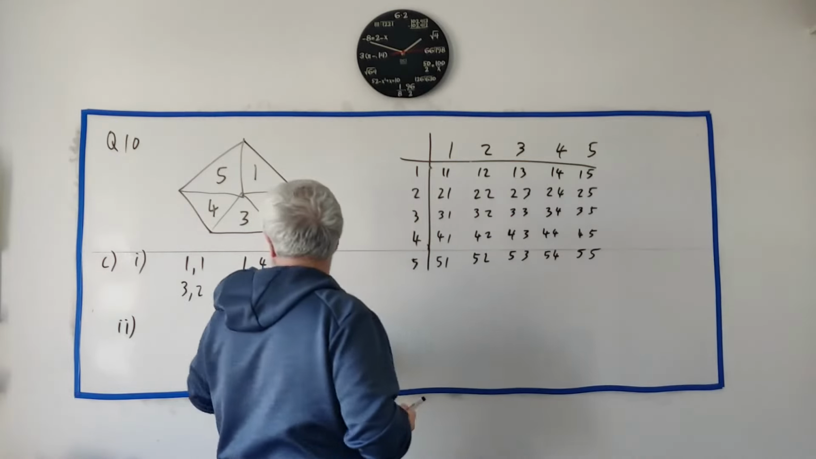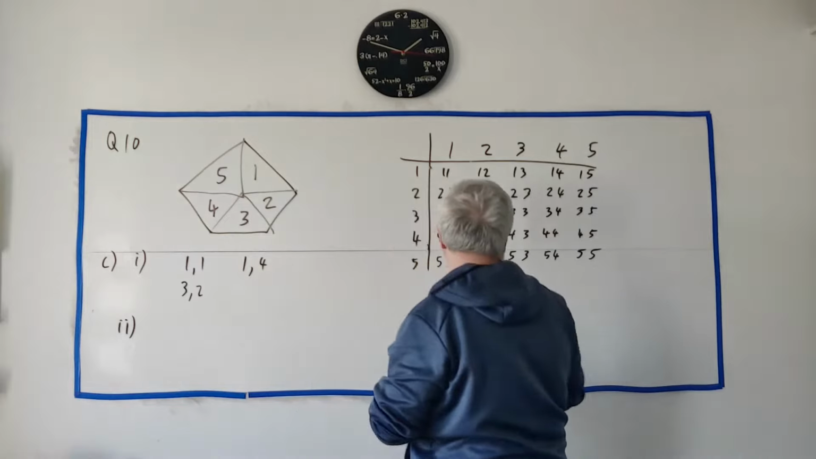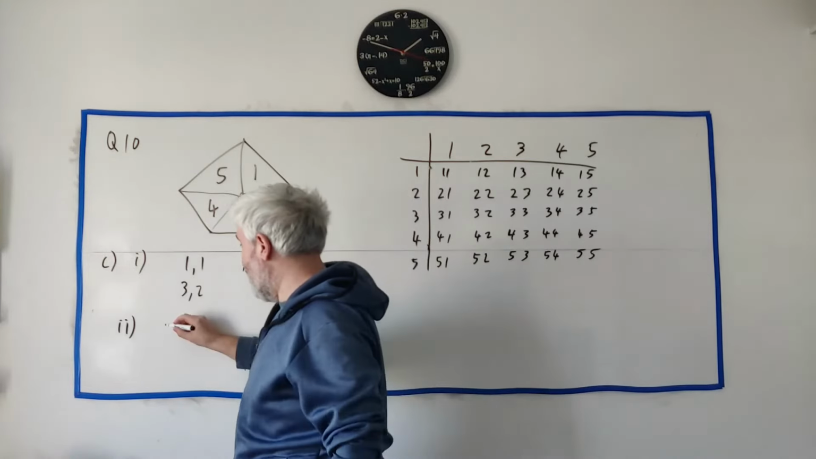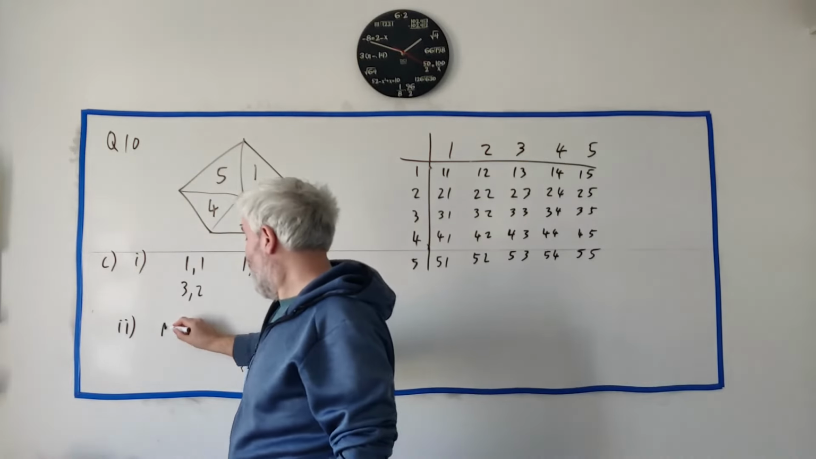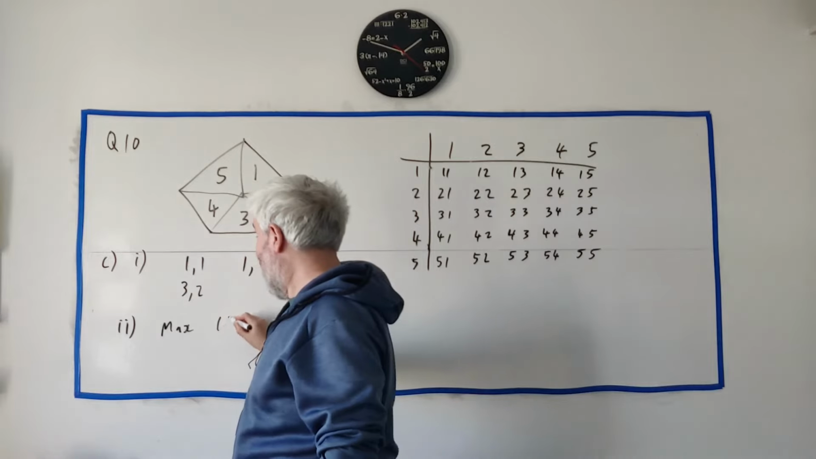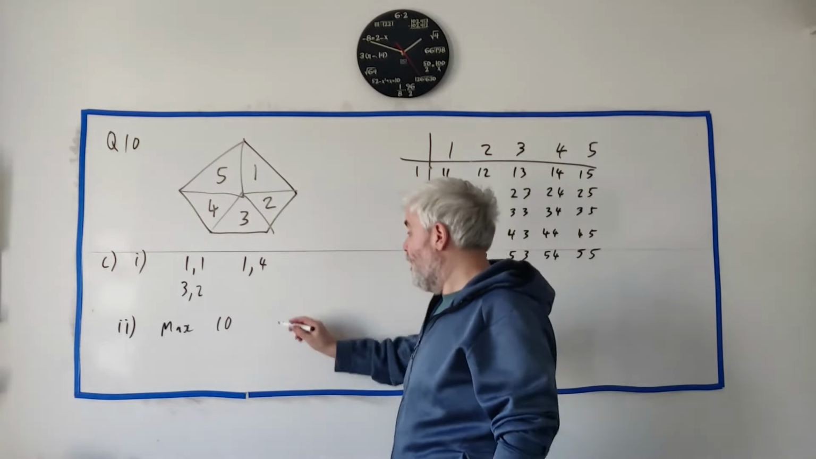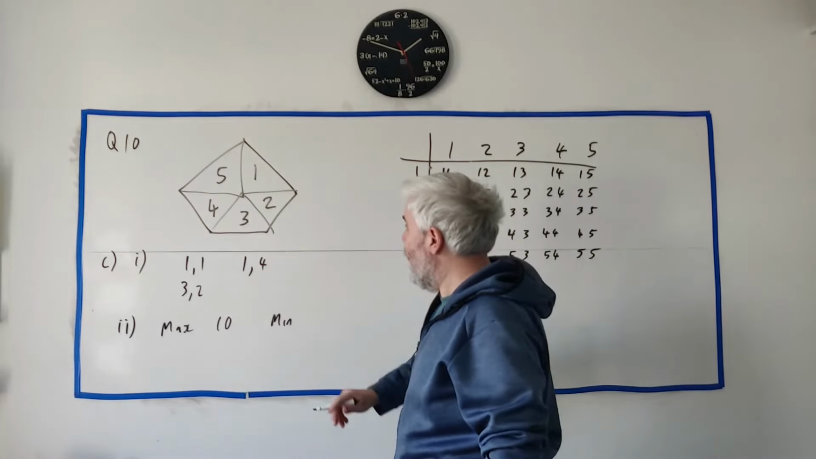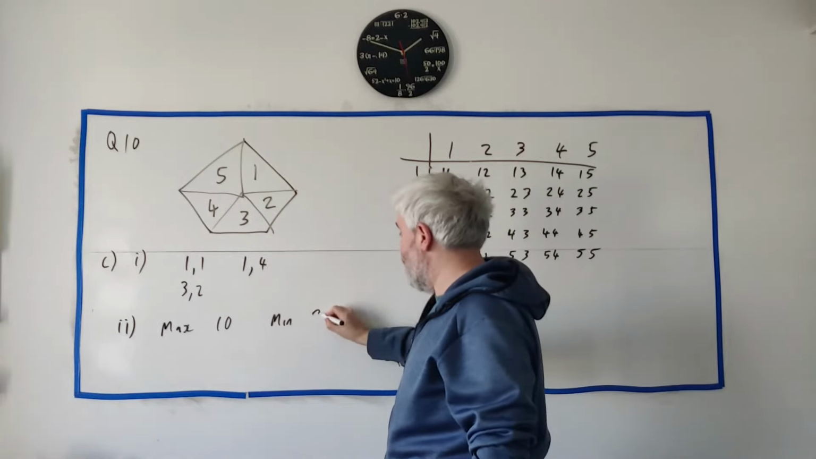The maximum is obviously 2 5s. They're down here, 2 5s. So the maximum is 10. 2 5s is 10. The minimum is obviously 2 1s. 2 1s is 2. That's it.